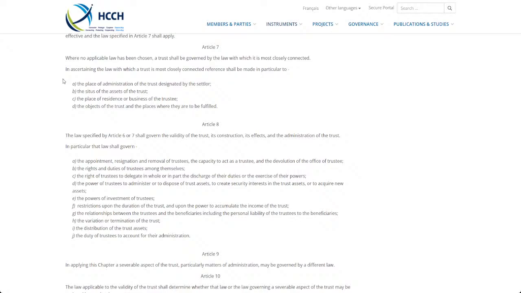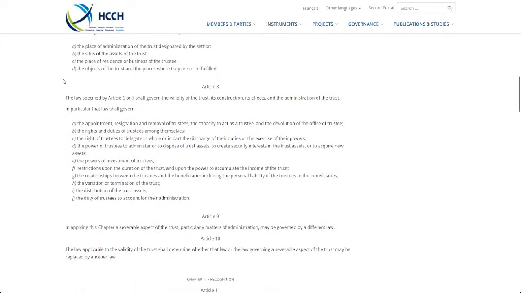In ascertaining the law with which a trust is most closely connected, reference shall be made in particular to: A, the place of administration of the trust designated by the settlor, which would be alleged to be public, or why not? B, the situs of the assets of the trust, which would be alleged to be in the public. C, the place of residence or business of the trustee. Residence, by the word resident, automatically infers and signifies public. D, the objects of the trust and the places where they are to be fulfilled.